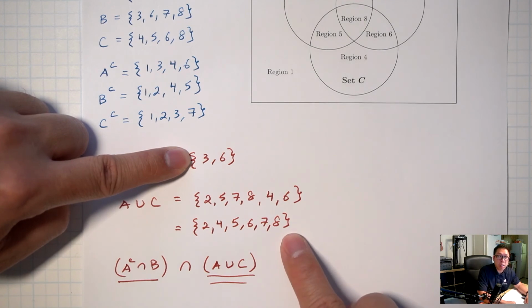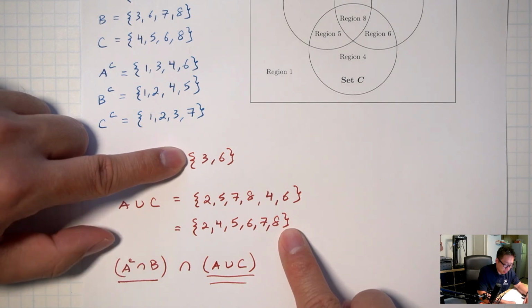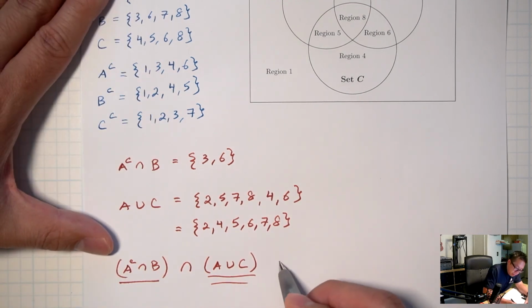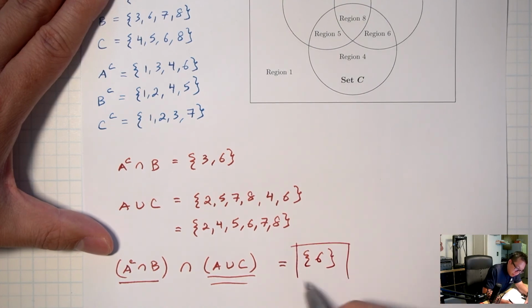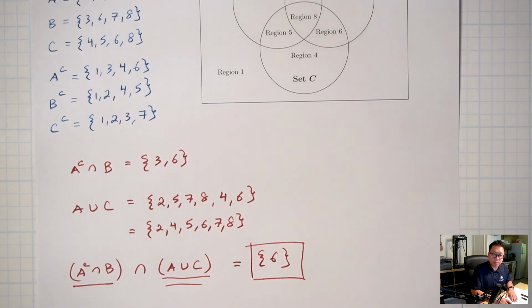So intersect meaning the overlap. So what numbers are in both sets at the same time? Looks like it is just the 6. Okay, so this would be just the 6. Okay, this says shade, but you don't have to shade.